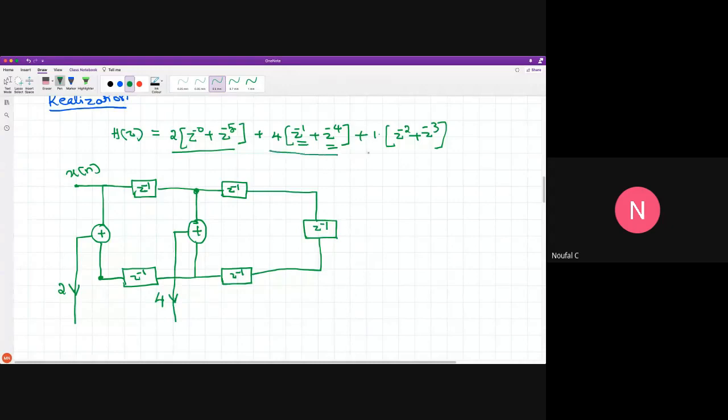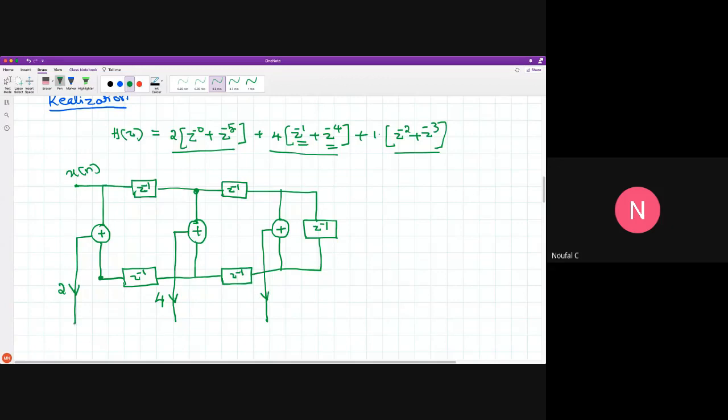And at the end, you have z raised to minus 2 and z raised to minus 3. So z raised to minus 2 is available at this point, and z raised to minus 3 is available at this point, because at this point it is coming after 2 delay elements, and at this point it is coming after 3 delay elements. Then you sum it at this point. So you have realized this term. Then you take the output of that summation. Then you have to multiply that with 1. So you don't have to put 1 explicitly, that is known.